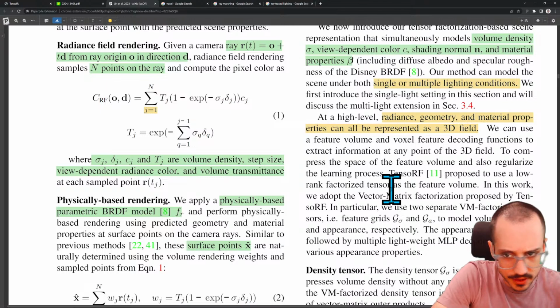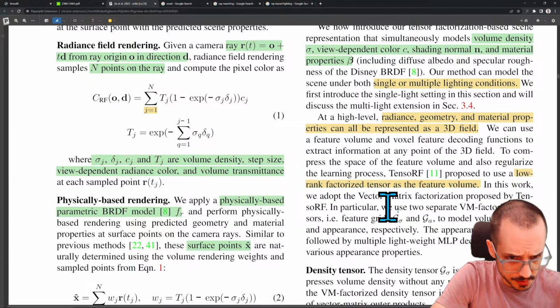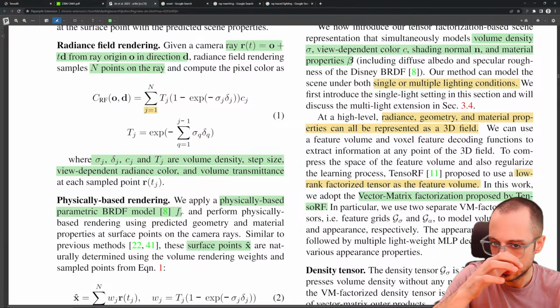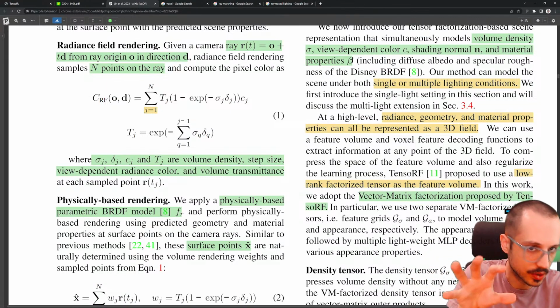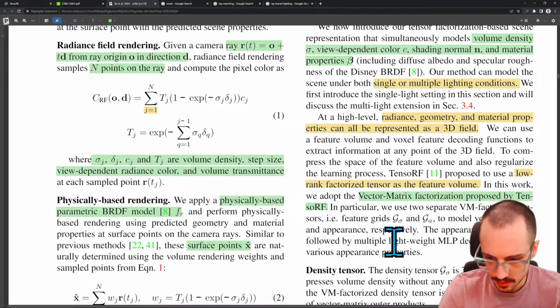"We can use a feature volume and a voxel feature decoding function to extract information at any point of the 3D field. To compress the space of the feature volume and also regularize the learning process, TensoRF proposes to use a low-rank factorized tensor as the feature volume." Specifically, the one that they're going to use is the vector-matrix factorization proposed by TensoRF. So this is the factorization. It's basically a way to take a high-dimensional tensor and break it into factors or components, right?